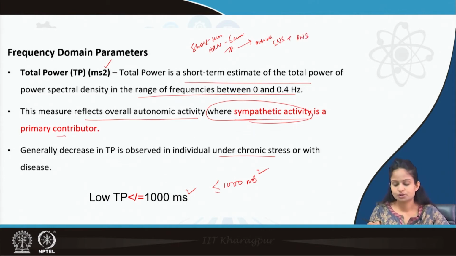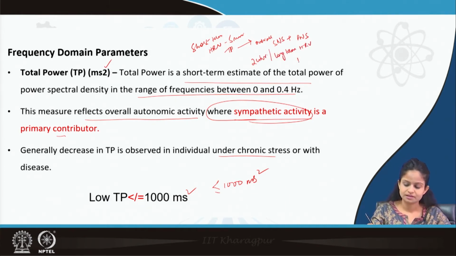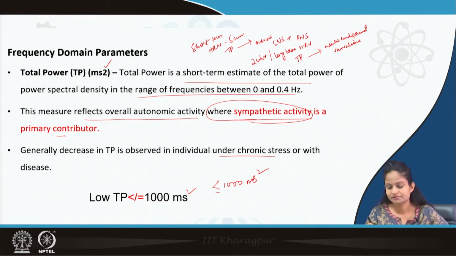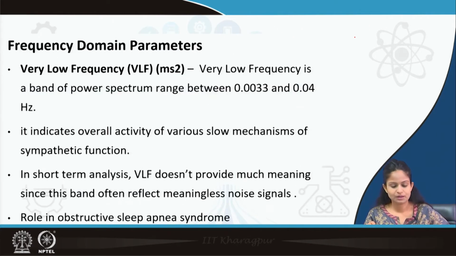But when we are talking about 24-hour or long term HRV, at that time TP usually includes the neuroendocrinal or hormonal variations, and the cyclical variations are usually included. So, this is all about your total power.